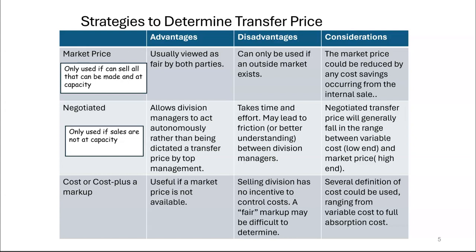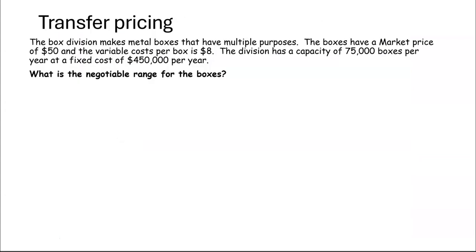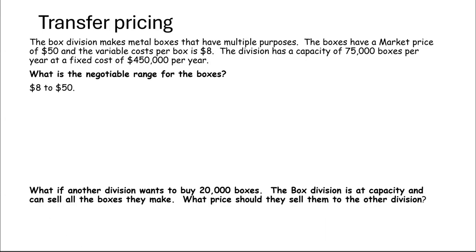So let's take a look at an example. The box division makes metal boxes that have multiple purposes. The boxes have a market price of $50 and the variable cost per box is $8. The division has a capacity of 75,000 boxes per year at a fixed cost of $450,000 per year. What is the negotiable range? Well, it's between the variable cost and the selling price.